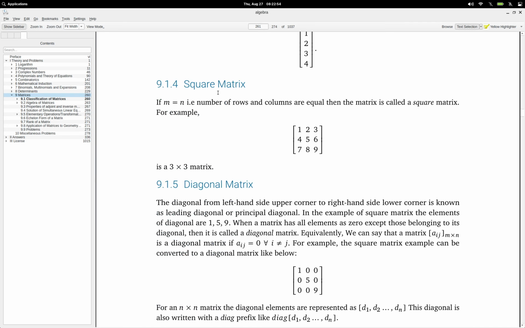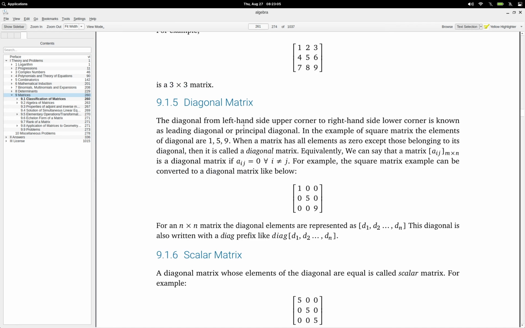Square matrix: if m is equal to n, that is number of rows and columns are equal, then the matrix is called a square matrix. For example 1, 2, 3, 4, 5, 6, 7, 8, 9 is a 3 by 3 matrix.